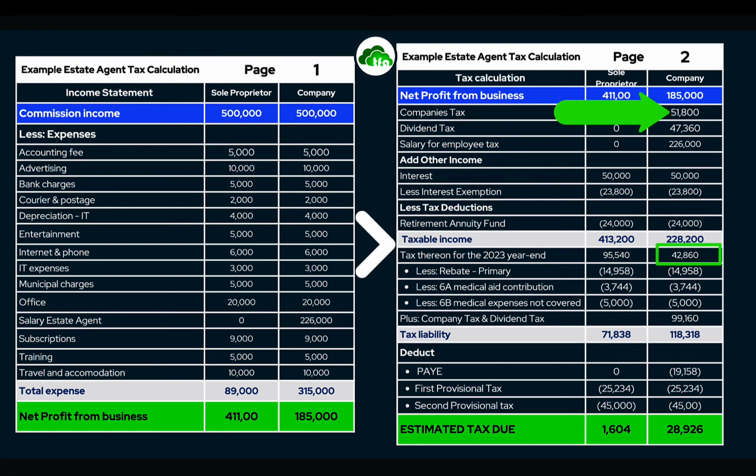But we still need to add to that the company's tax, as well as the dividend tax. After deducting the age and medical rebates, we arrive at the total tax liability. In the sole prop, it equals 71,838. And the total tax for the company and its owner amounts to 118,318. From the tax liability, we deduct employees' and other taxes withheld as per the IRP5 certificate, and the first and second provisional taxes paid during the year, leaving the final tax amount due.